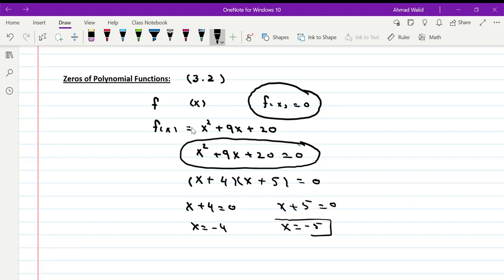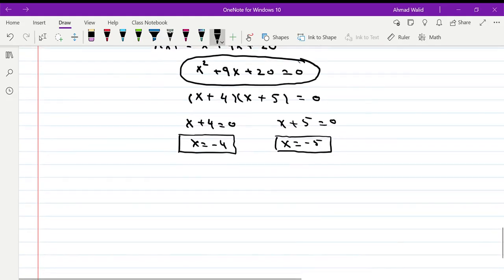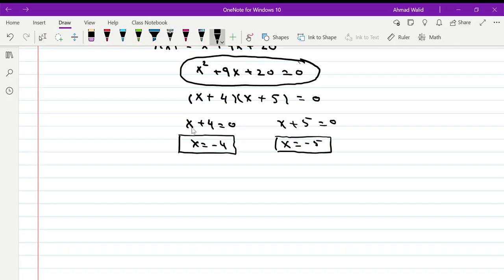We call x equals negative 5 and x equals negative 4 the zeros of the polynomial function. Or if you write it as a point, one of the zeros is at negative 4, 0. The other zero is negative 5, 0.